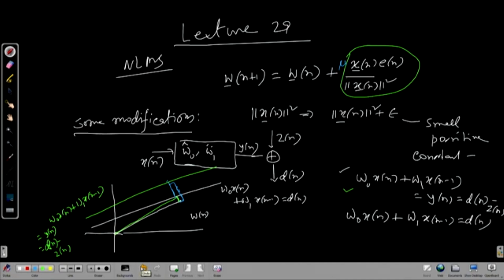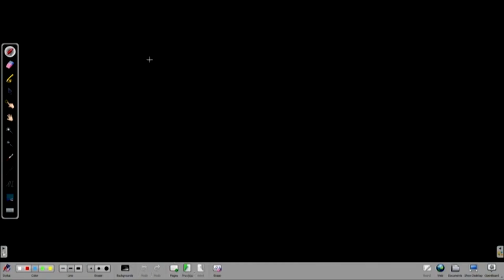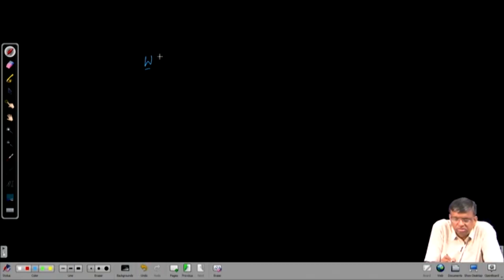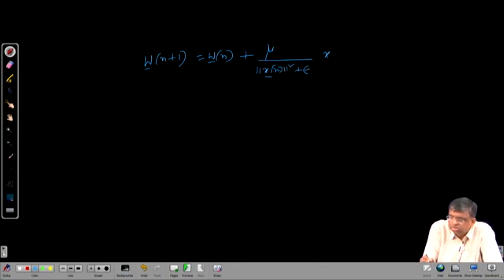So, with this the equation then becomes, this is the NLMS update equation.